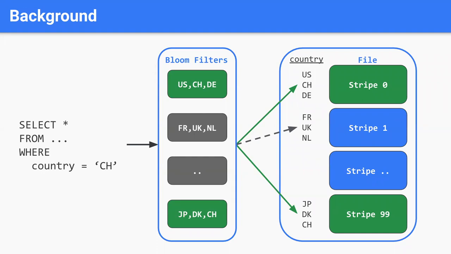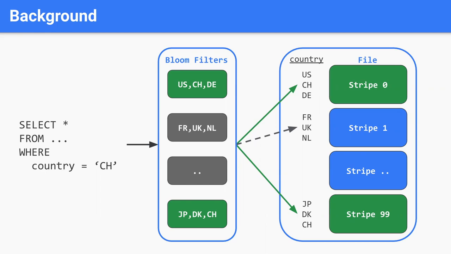So for example, when querying for the country CH, we probe all Bloom filters. If a filter returns false, we know we can skip that stripe. Otherwise, we need to load and scan the stripe.